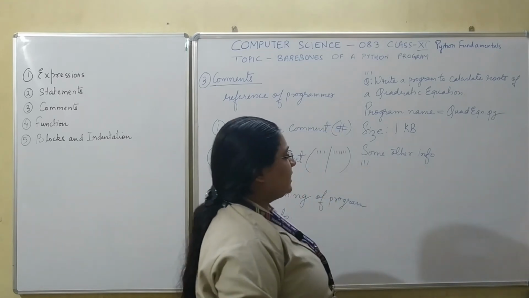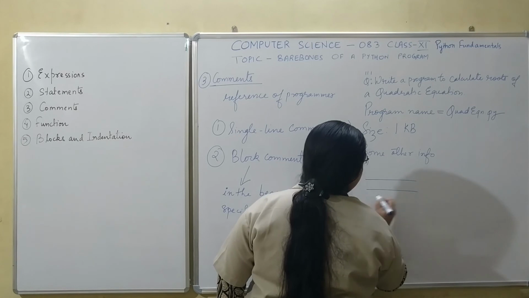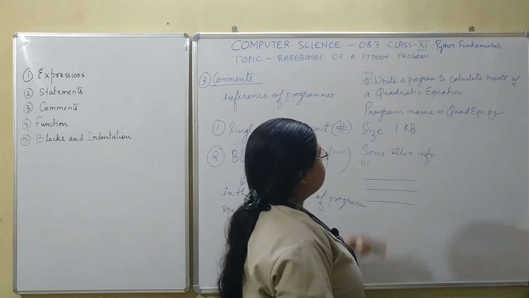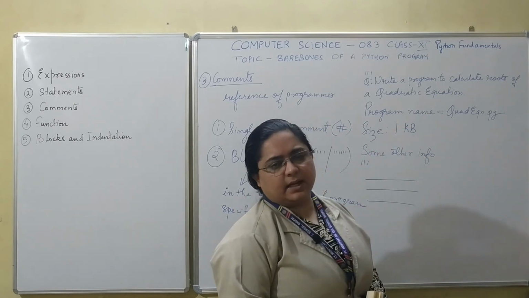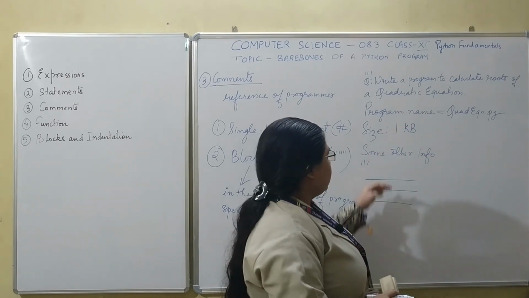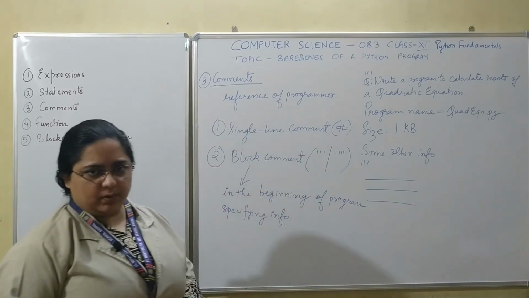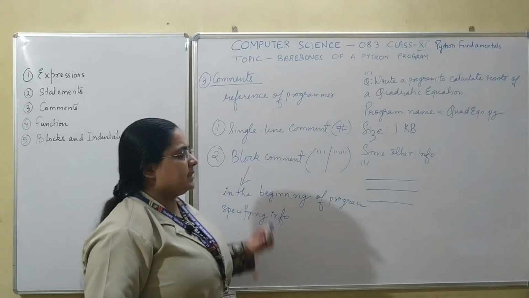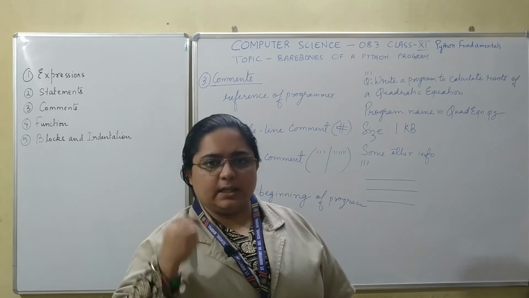So you can see that before starting your program, you have written a block comment which specifies the question, program name, size on the disk, and any other info which is required. So basically these block comments are specified at the beginning of a program to describe the program, and single line comments are basically used for documenting each and every line.